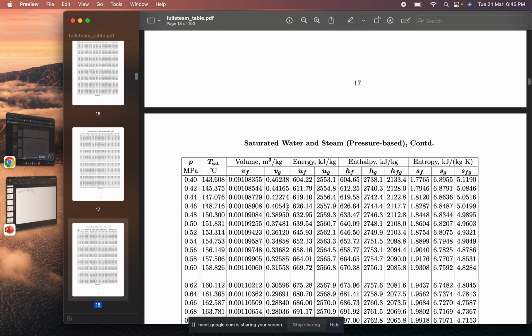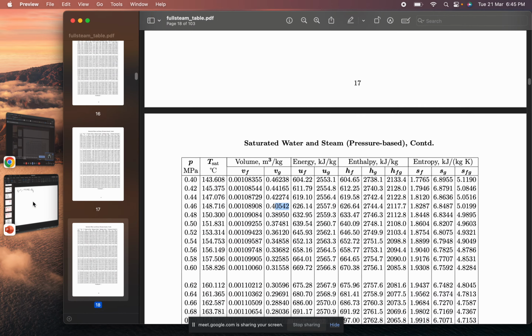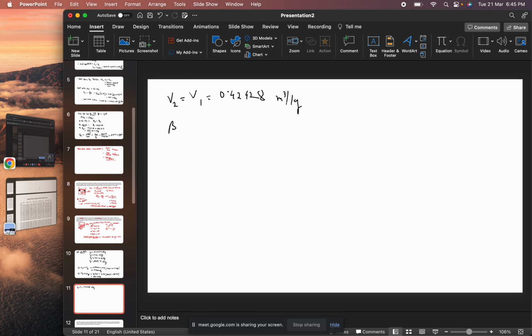So you can see that this will basically lie between these two, so we'll do a linear interpolation. By using linear interpolation, what will we get?